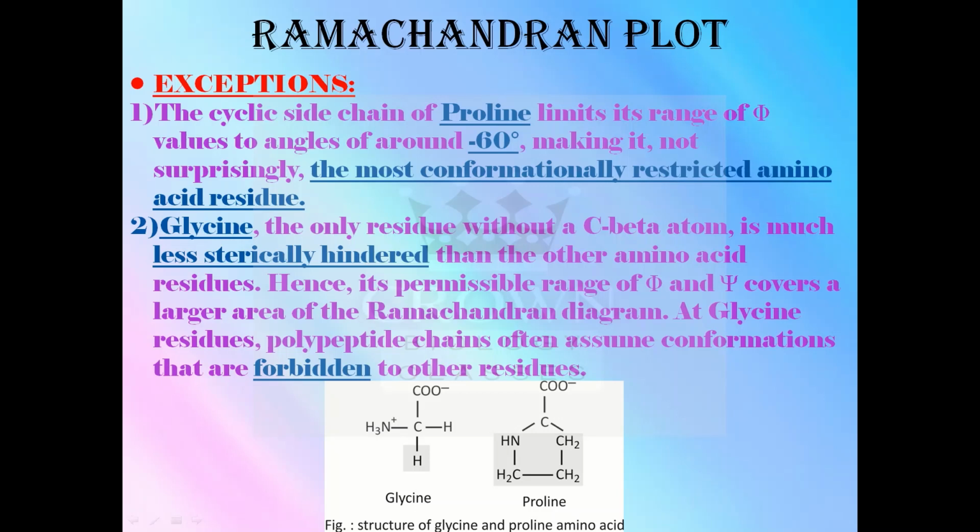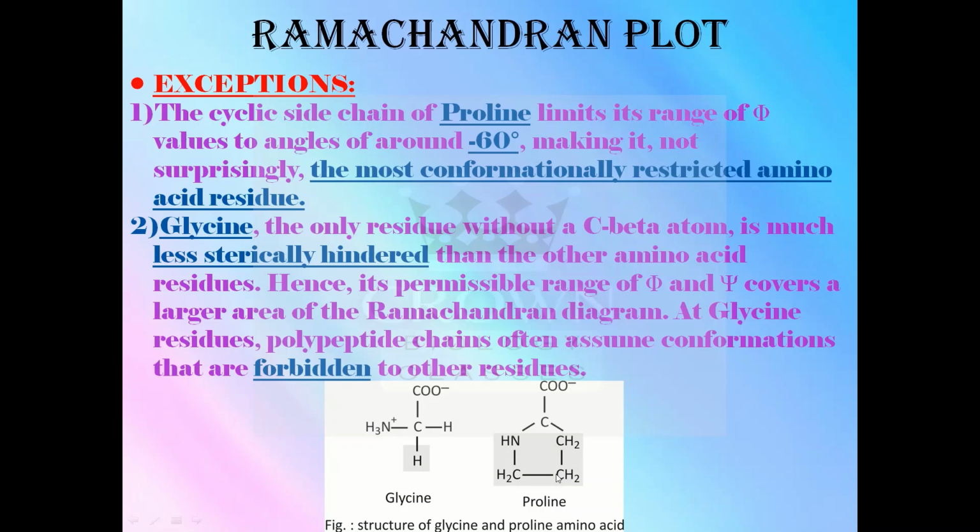The cyclic side chain of proline limits its range of phi values to angles of around minus 60 degrees, making it, not surprisingly, the most conformationally restricted amino acid residue. As you can see in the structure of proline, there is a cyclic side chain. So this cyclic side chain is causing the maximum restrictions.